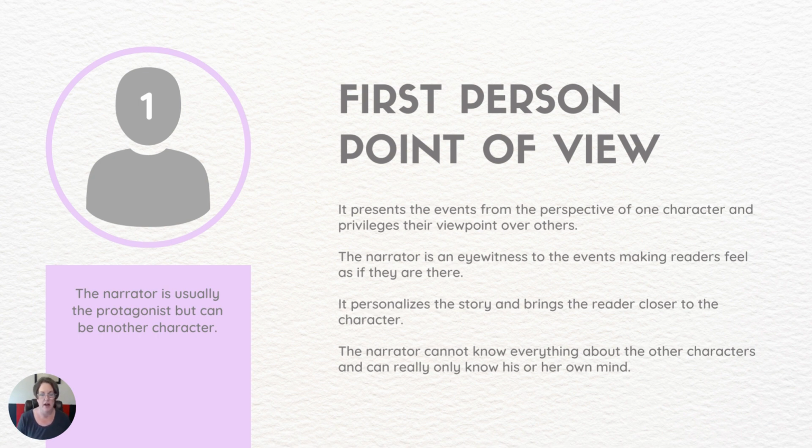Again, first person point of view is usually the protagonist, the narrator of the story, but it can sometimes be another character. Again, because we are focusing on your own journey, it will be you. So first person presents the events from the perspective of one character and privileges their viewpoint over others. So of course you're telling your own story. You want to privilege your own perspective over that of another. The narrator is an eyewitness to the events, making the audience feel as if they are there. It personalizes the story, brings the reader closer to the character, and the narrator cannot know everything about the other characters and can only really know his or her own mind.